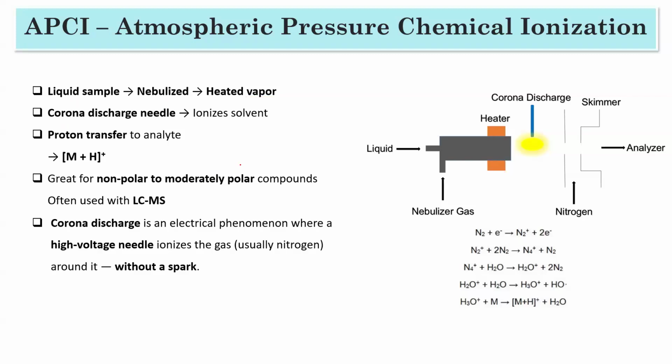And because of this, the corona discharge needle is at a very high potential. So what will happen? It will ionize the solvent, or even the nitrogen I am talking about. Both of them are possible, and then finally proton transfer will happen. So what we talked about here is that it is great for non-polar to moderately polar compounds.